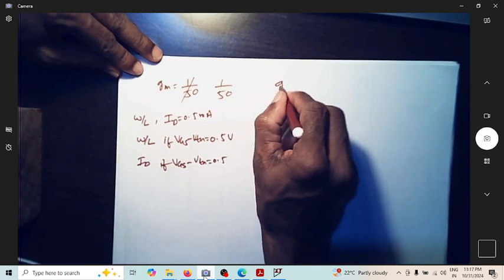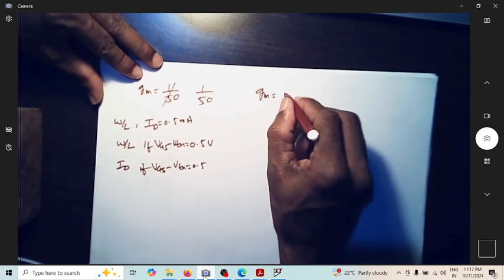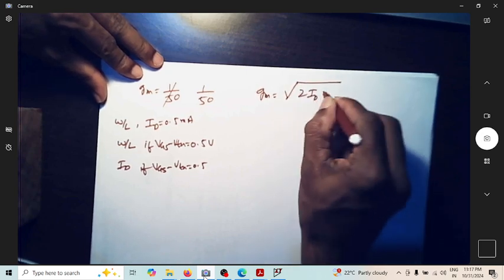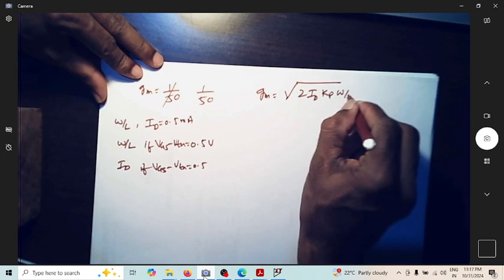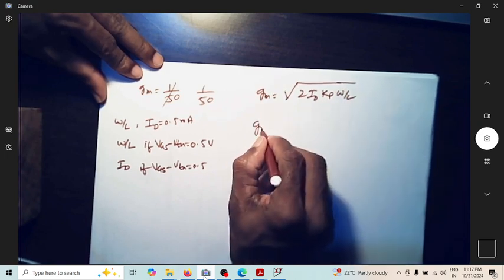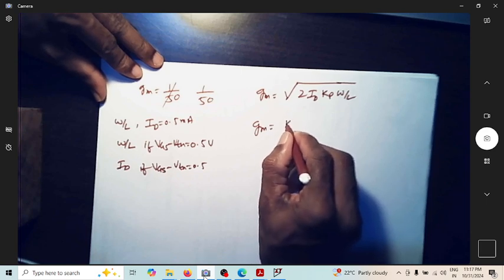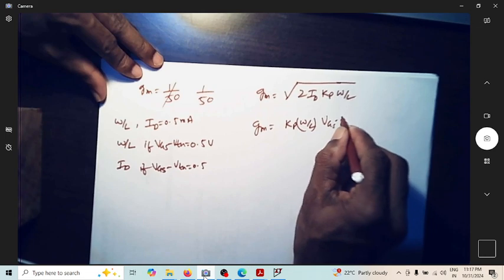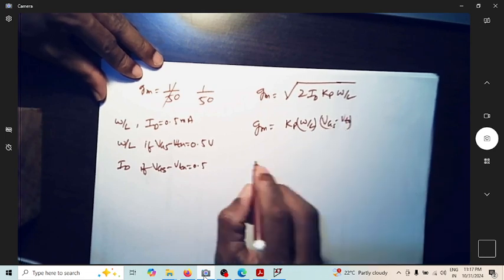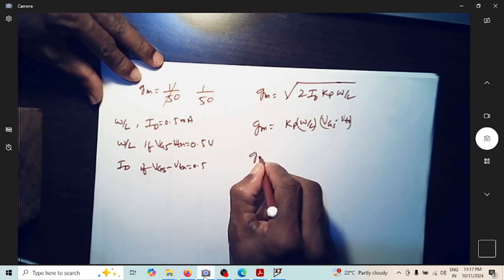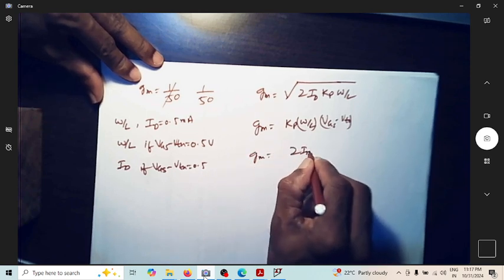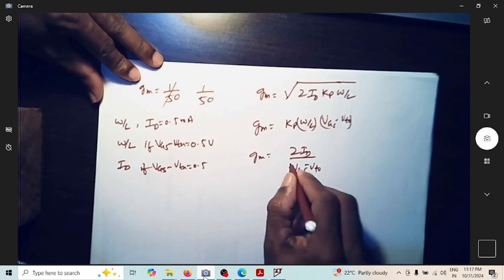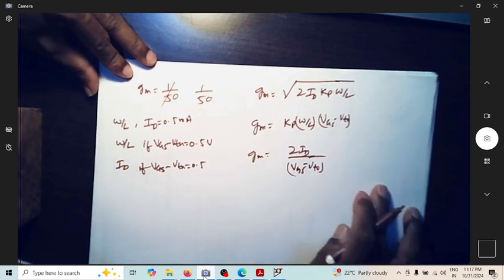So we have the expressions of GM. There are three expressions. One of the expressions is GM equal to square root of 2 ID Kp into W by L. The other expression is GM is equal to Kp W by L into VGS minus VTO. This is one more expression. The other expression is GM is equal to 2 ID by VGS minus VTO. So these are the three expressions of GM.